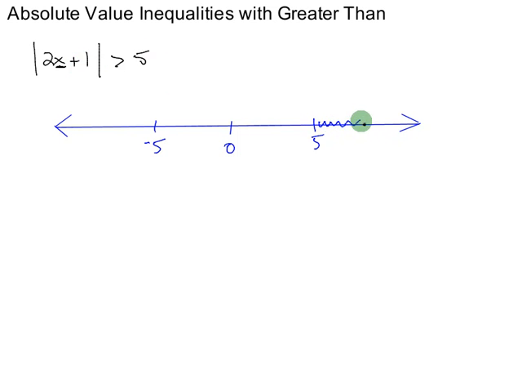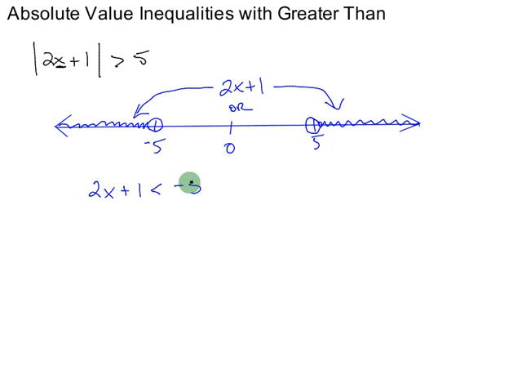So it could be outside here of 5. This time it does not include the 5 because it's greater than 5 units, not greater than or equal to. It could also be greater than 5 units in this direction, so it could be any of the numbers here. So now 2x plus 1 lives here, or 2x plus 1 lives here. What that means is 2x plus 1, if it lives over here, is less than -5, or if it lives over here, 2x plus 1 is greater than +5.